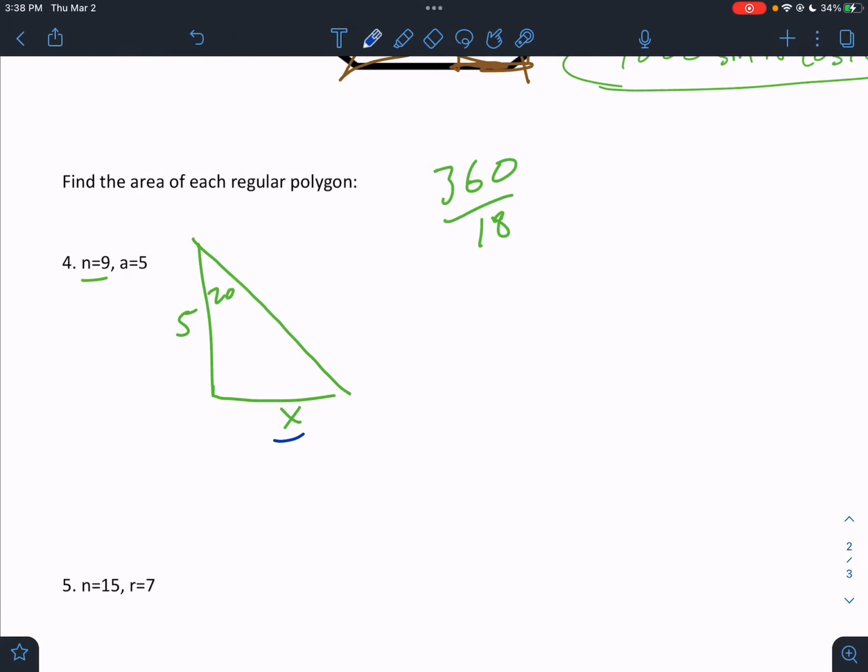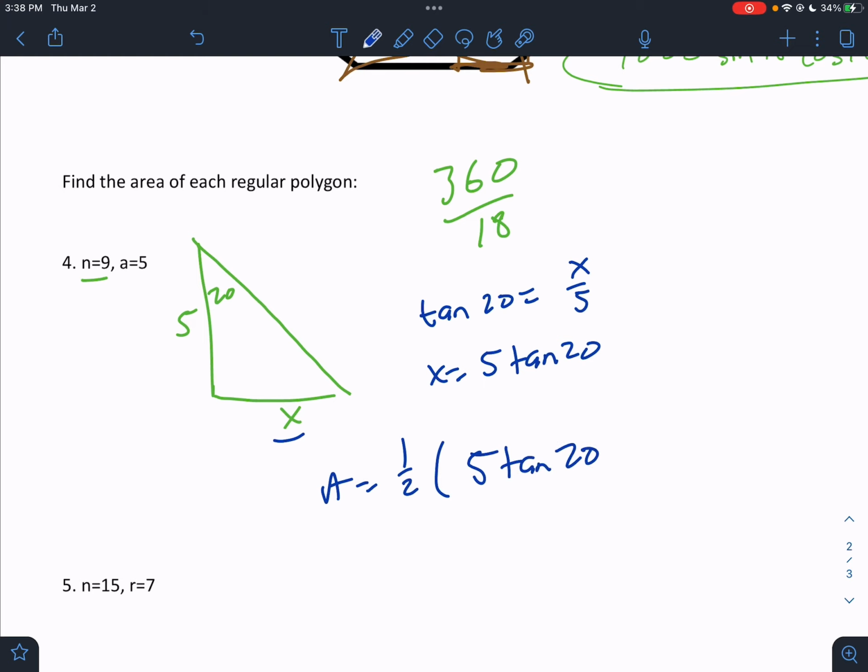So when I'm solving for x, that would be the tangent of 20 equals x over 5. So x equals 5 tan 20. So the area would be 1/2 times the base times the height. And because it's a nonagon, there would be 18 of them. So we have 5 times 18.